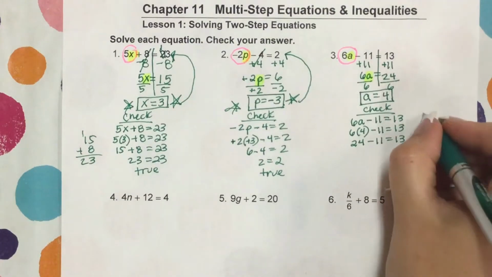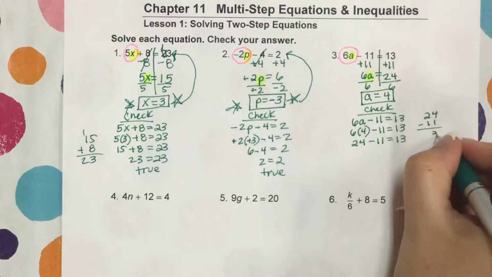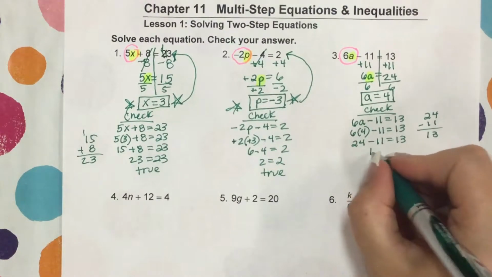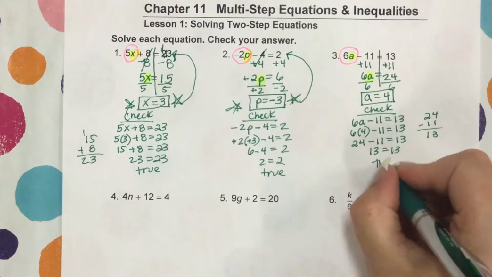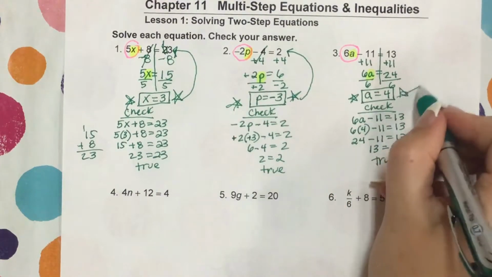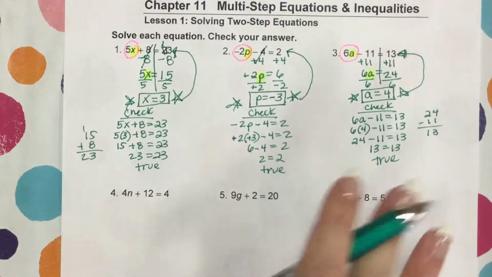And I'm just going to take this off to the side, 24 minus 11. So 4 minus 1 is 3, 2 minus 1 is 1. So 13. 24 minus 11 equals 13, and 13 equals 13. So that's true, which means our answer right here is correct. This is the solution to the original equation. Okay, so if you got that right, great job.